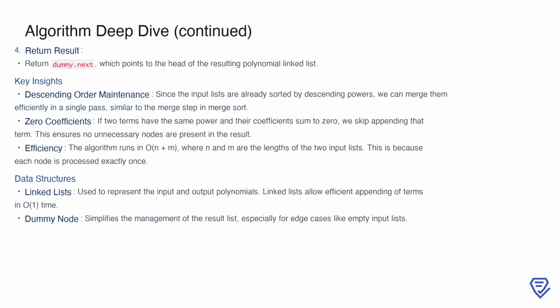There are several key insights to highlight about this approach. First, since the input lists are already sorted by descending powers, we can merge them efficiently in a single pass, similar to the merge step in merge sort. Second, we handle terms with zero coefficients by simply skipping them. This ensures the result list contains only meaningful terms. Finally, the algorithm is efficient, running in linear time relative to the combined length of the two input lists. Each node is processed exactly once, making it highly scalable. The use of linked lists and a dummy node provides the flexibility and simplicity needed to handle edge cases effectively.